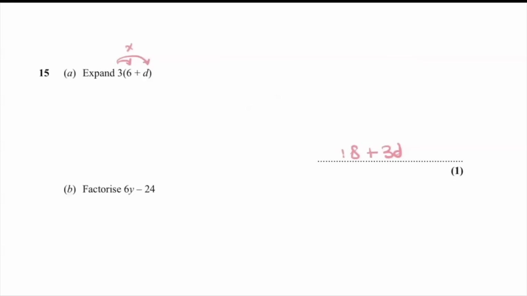Factorizing is doing the opposite, and it's putting the brackets back in. So we are looking for the highest common factor, the highest times table that goes into both those numbers, which is 6. So 6 is coming on the outside. 6 times y makes me my 6y, and 6 times 4 makes me my 24. And I've got a take between them. So it's 6 bracket y minus 4.